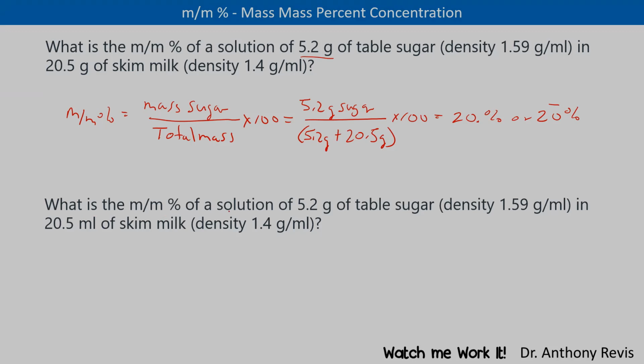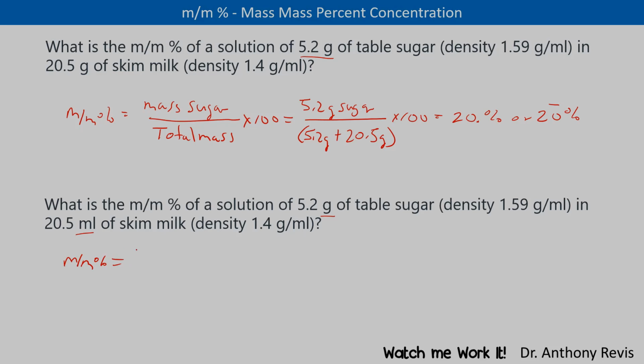What is the mass percent of a solution of 5.2 grams of table sugar, density 1.59 gram per mil, in 20.5 mils of skim milk, having a density of 1.4 gram per mil? To do a mass percent, we need everything to be in mass. So we discover here that this skim milk is in mils. So we recognize at some point we will need to do a conversion. So let's just set up the original mass formula first.